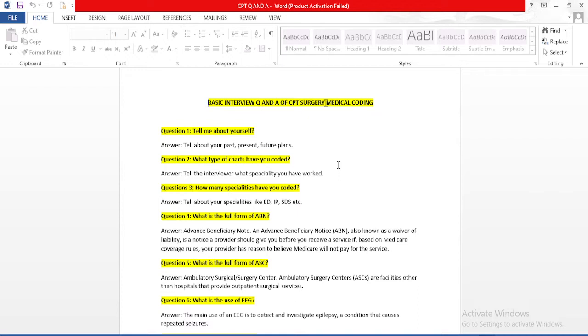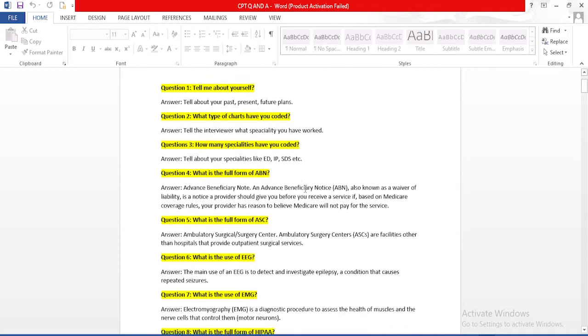So today we are going to learn basic interview questions and answers of CPT surgery in medical coding. As all of us know, CPT surgery is a little bit difficult compared to diagnosis coding. In order to code CPT surgery properly, we need to know basic guidelines which are common for all sections in CPT. So in this session, we are going to learn a few of the basic interview Q&A of CPT surgery.